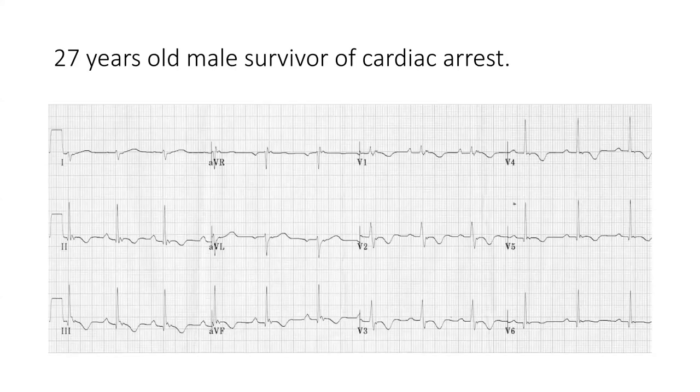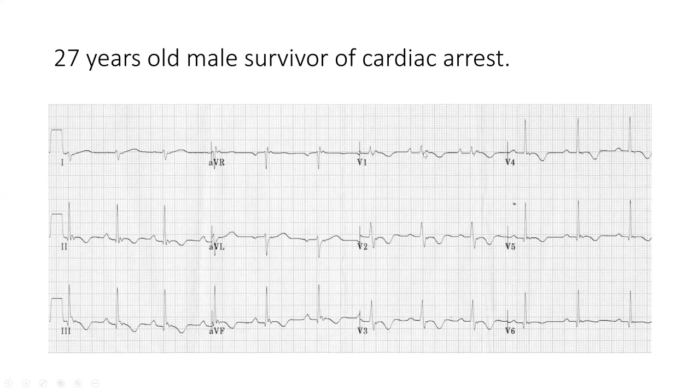So the next scenario is that of a 27-year-old male who is a survivor of cardiac arrest. So again, young male survivor of cardiac arrest. Start looking at the ECG from the limb leads. Lead 1 has a negative QRS, and the axis is right. If you notice, there is a notch at the end of the QRS there.